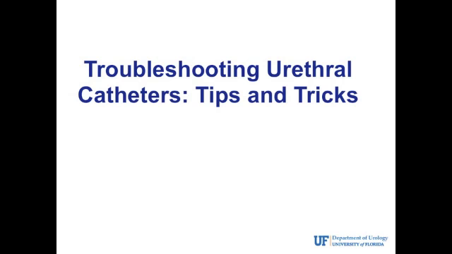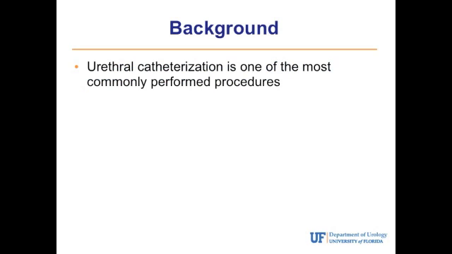Troubleshooting urethral catheters, tips and tricks. Urethral catheterization is one of the most commonly performed procedures today and may be used for diagnostic or therapeutic purposes. Some of the most common problems encountered by practitioners include unfamiliarity with different types of Foley catheters, placement of a stat lock device, how to determine if a Foley catheter is in place with irrigation, and running of continuous bladder irrigation for hematuria.